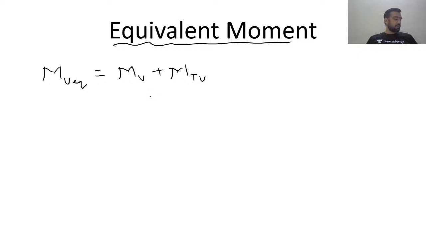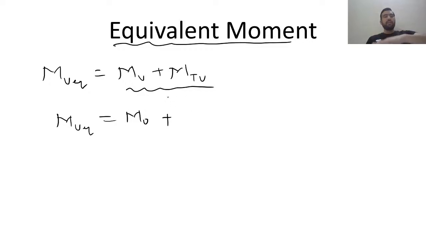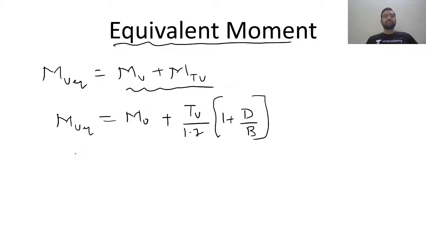Mu is equal to Mu plus Mtu. So this Mu is the original value of bending moment, but this Mtu is the equivalent value of the bending moment, the converted value of bending moment, which has been converted from torsion to moment. So you can think like that, and all of you know this value, that it is equal to Tu over 1.7 within bracket 1 plus D by b.